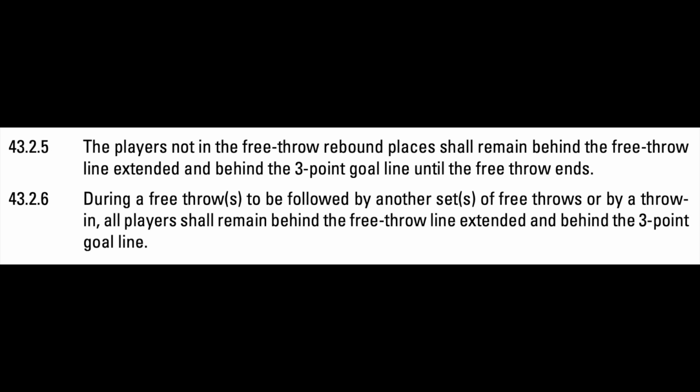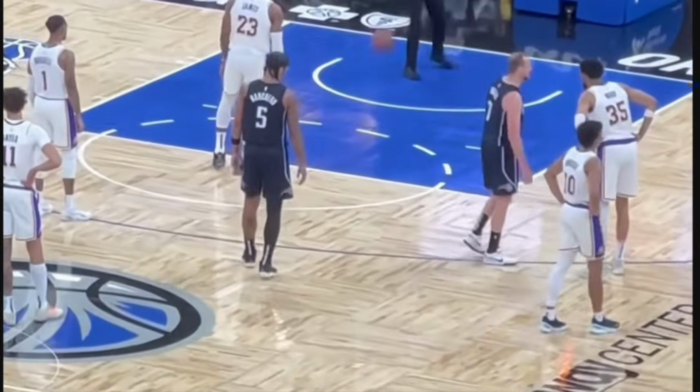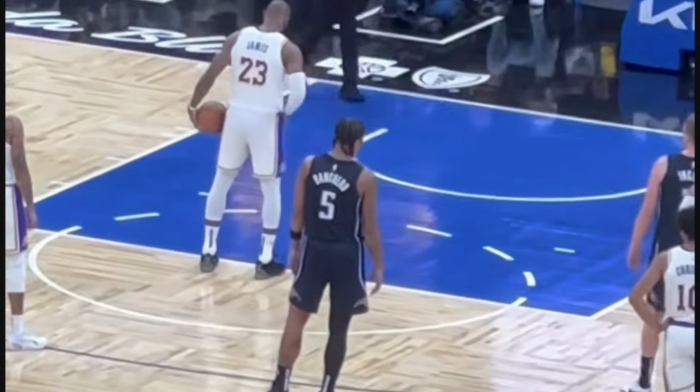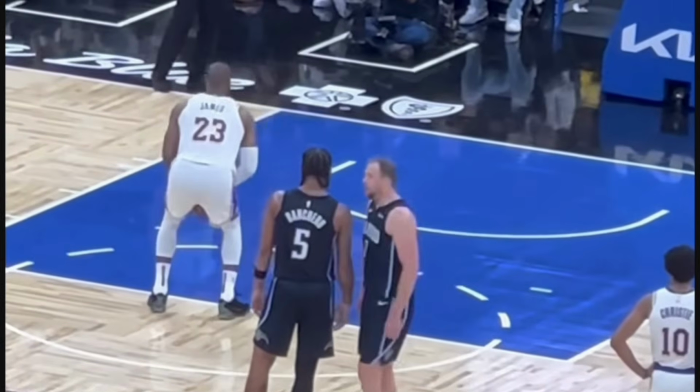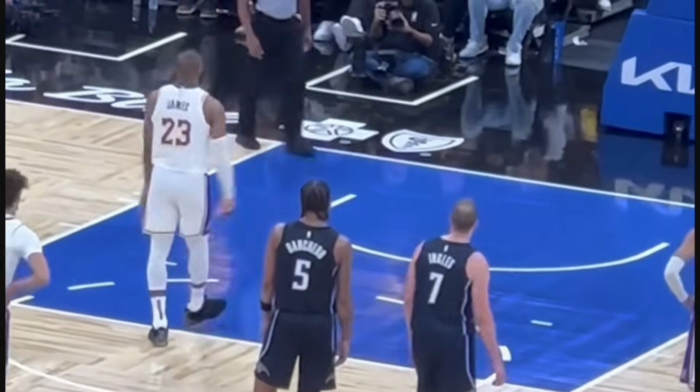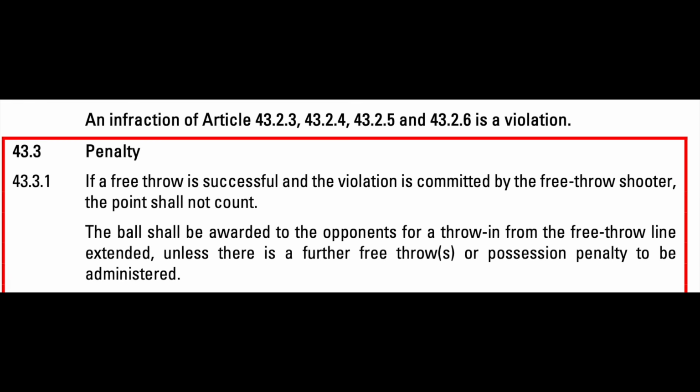During a free throw to be followed by another set of free throws or by a throw-in, all players shall remain behind the free throw line extended and behind the 3-point goal line. This is for situations of a technical foul, disqualification foul, and unsportsmanlike foul, where players don't need to line up. There will be a throw-in coming in, or there could be a set of free throws after which they can line up for.